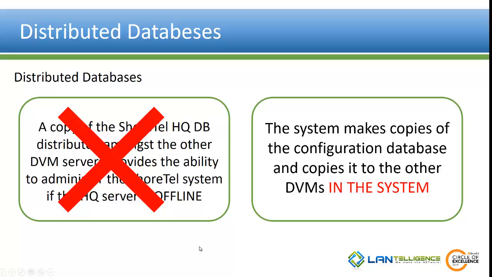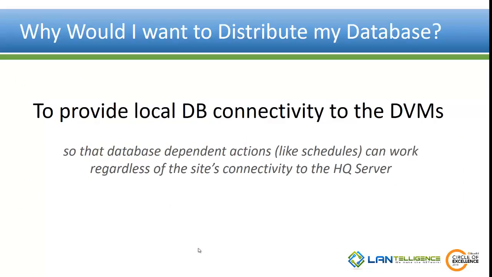So the first thing is, if I distribute a database, it doesn't allow me to open up Shoreware Director or ShoreTel Connect Director and administer the system because my HQ has gone down. Okay, but what it does do is make copies of those configuration databases and propagate them to the local DVMs. So if I have a distributed workgroup, or a distributed hunt group that's being managed by that DVS, and it's using a time schedule, it is more likely to get that update with the local database. Now it's read-only, as opposed to when the wide area network is down and the HQ is off.